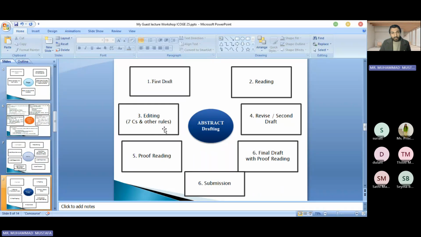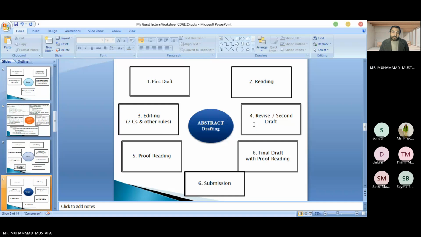It has been observed that mostly the researchers and students submit their assignments and abstracts without editing. What they have done in the first draft is submitted. And indeed, the consequences are not in favor of the researcher. So editing is very important. Editing is very necessary and very effective to make the abstract compelling.